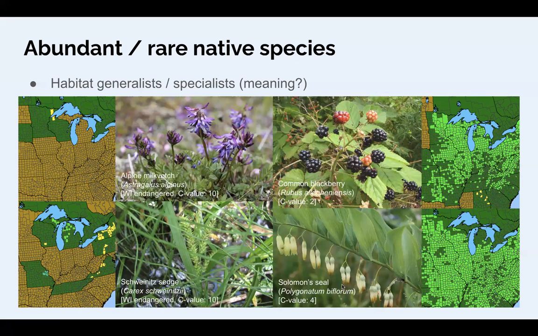And that gets into this couple of terms that I've got in the header here, whether these species are habitat generalists or specialists. So generalist would be a species that can grow in a variety of habitats versus a specialist would be a species that depends on a very specific narrow range of habitat characteristics.